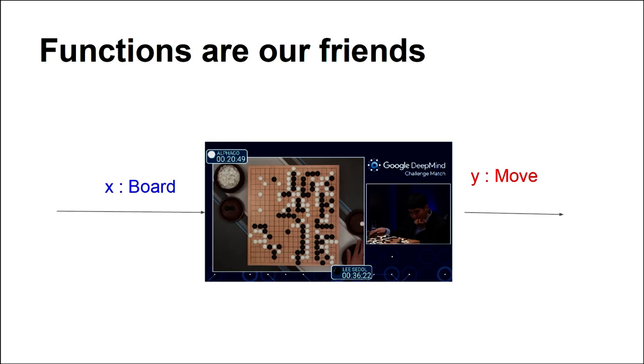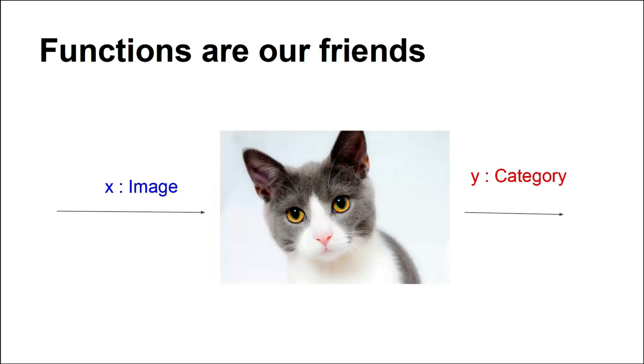Does anyone know about this? So basically DeepMind was working on a Go system that basically beats one of the top Go players in the world. And basically the system that you want to build is a function where x is a board state, so the current state of the board, and you want the system to give you the next move. Finally, like in image classification, x is going to be an image, like this cat here, and basically you want to classify it as either cat or anything.